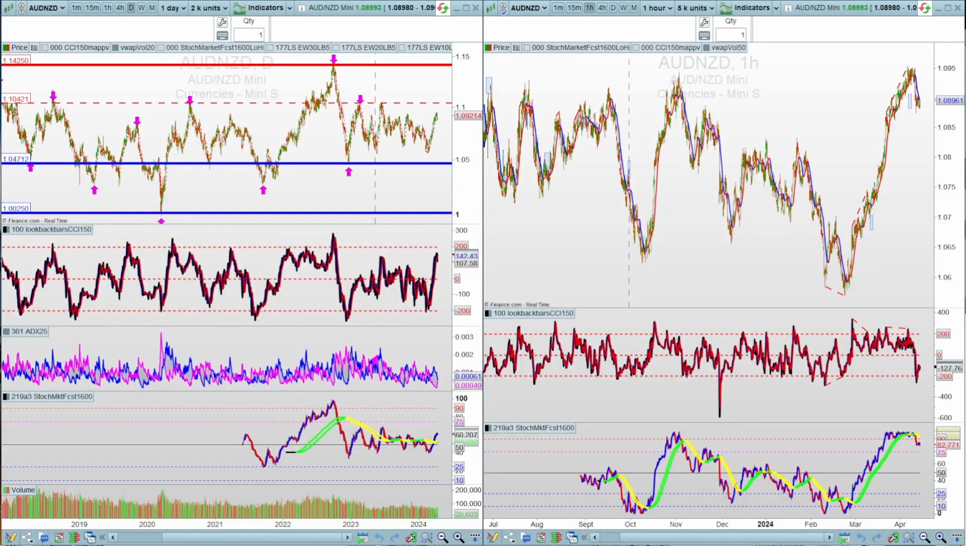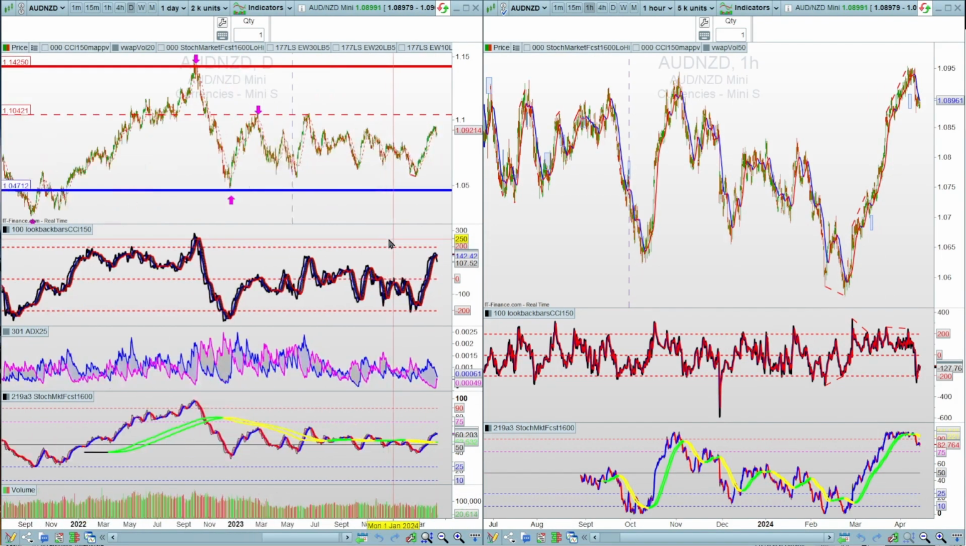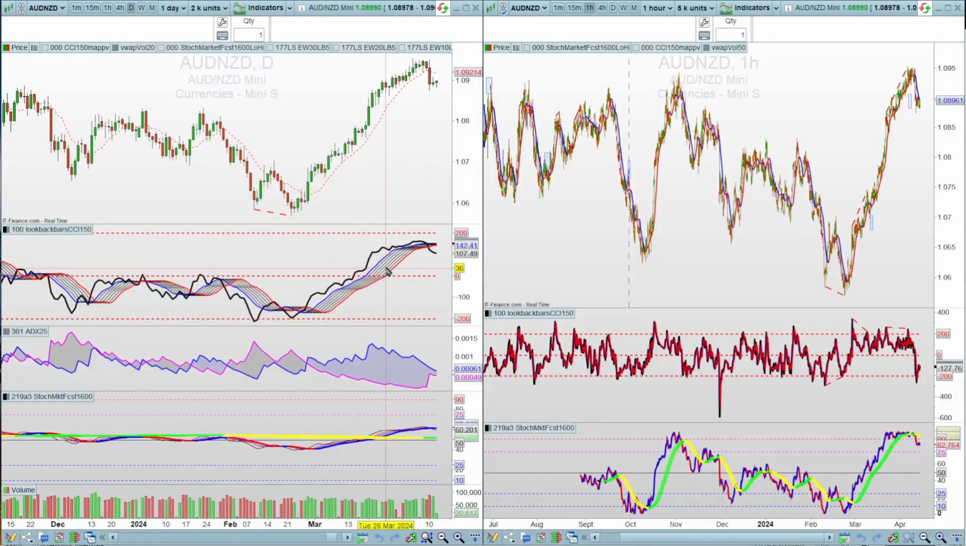So first off, on the Aussie New Zealand, on the daily, it's zooming out. Remember, on the Aussie New Zealand, we're long on the monthly and weekly and short on the daily. So you can see there, first off, short on the daily means I look at the CCI 150, you can see that it's broken down below that moving average band. That's a bearish outlook on the daily.